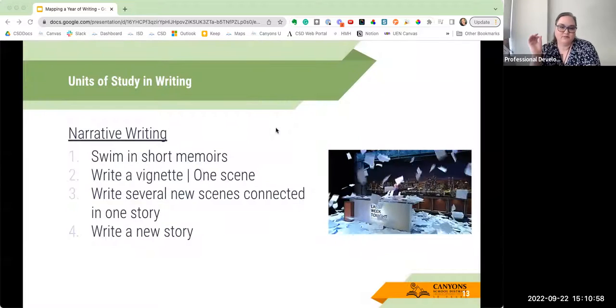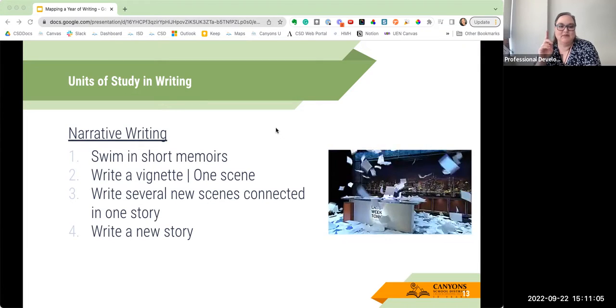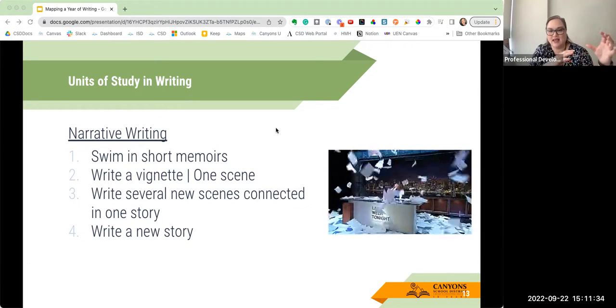So here's an example in narrative. So they first say that their first lap is to swim in short memoirs. Using a mentor text is incredibly important in their model. So their reading that they're doing that day is tied to the text that they're trying to write. Or they will take time out of writing to do mentor texts. And they use the mentor text to make note of the techniques of writing that the authors are using. And then they take those texts, and it can help students brainstorm lists for their own narratives. They can do quick writes on those lists that they've created.